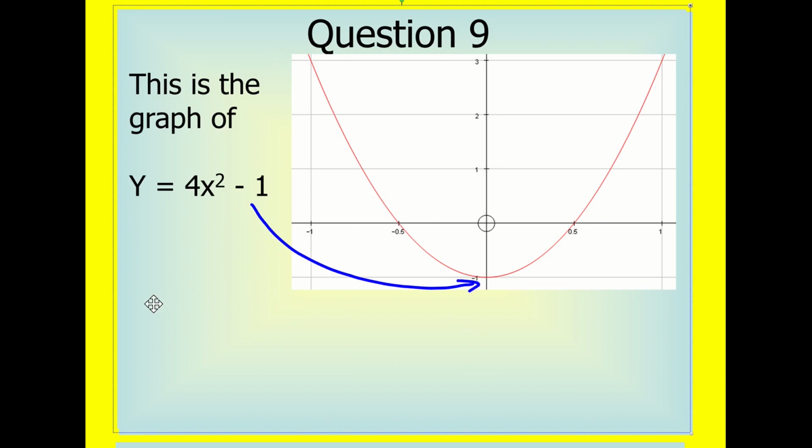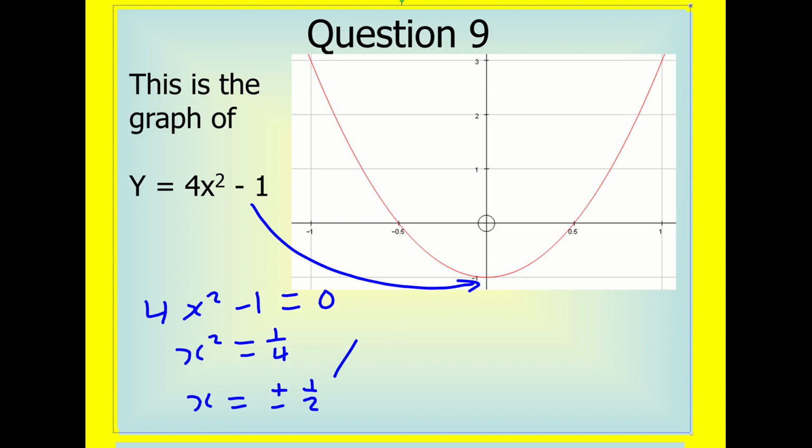To get where it crosses the axes, we'd need to set 4x squared minus 1 equal to 0. This would give us x squared equals a quarter. If we took the square root, we'd get plus or minus the square root of a quarter, which is plus or minus a half, which are these 2 points here. So it's true.